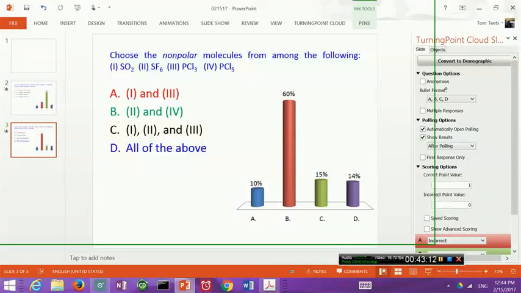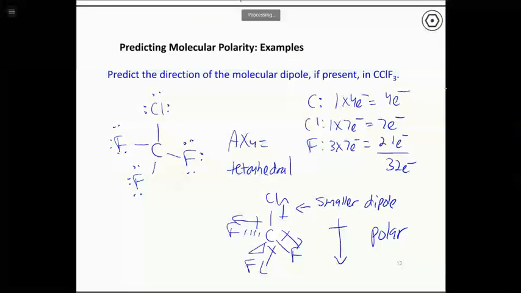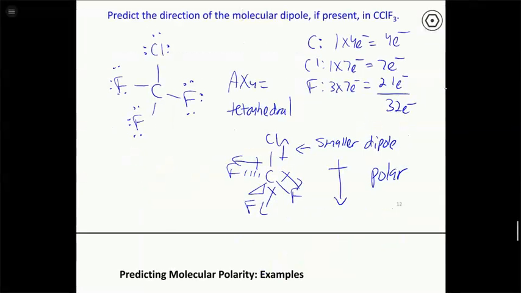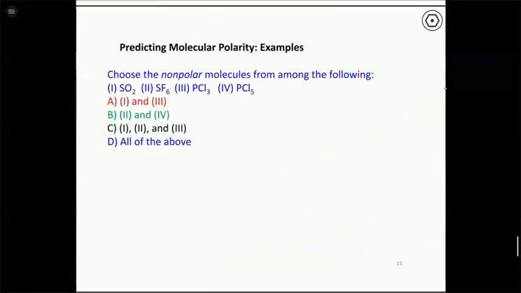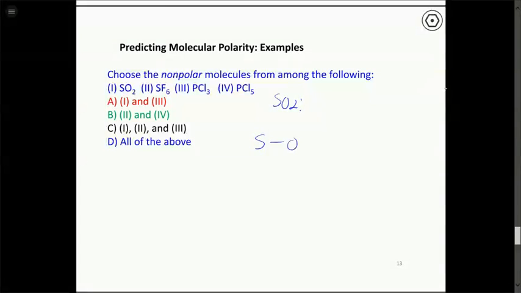Okay, so let's go back and quickly go over that. We're trying to identify the nonpolar molecules. This is a very typical homework and exam question that you'll see. They'll give you a list of molecules and ask. I'm not going to go through all the details, but for SO2, when we draw the Lewis structure, and again, double bonds don't really matter for VSEPR, we get AX2E, which is a bent geometry. So the bond dipoles don't cancel out. This one's going to be polar.